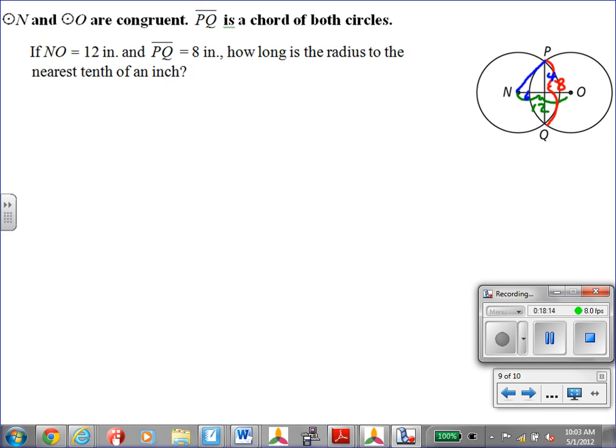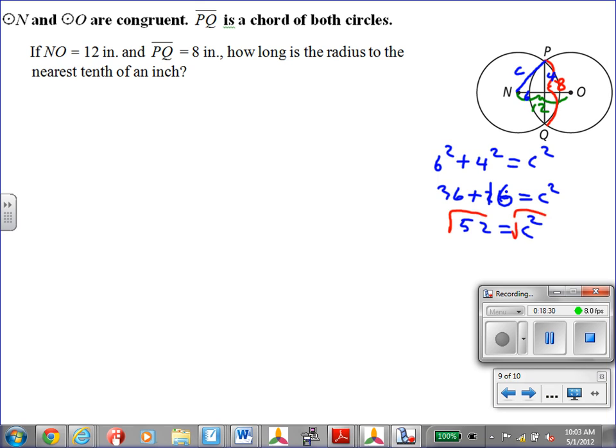6 squared plus 4 squared equals C squared. So 36 plus 16 equals C squared. 52 equals C squared. We need the square root, and you get 7.2. So the distance was C. That's it. That's the radius. It's going from the center to the edge of the circle.